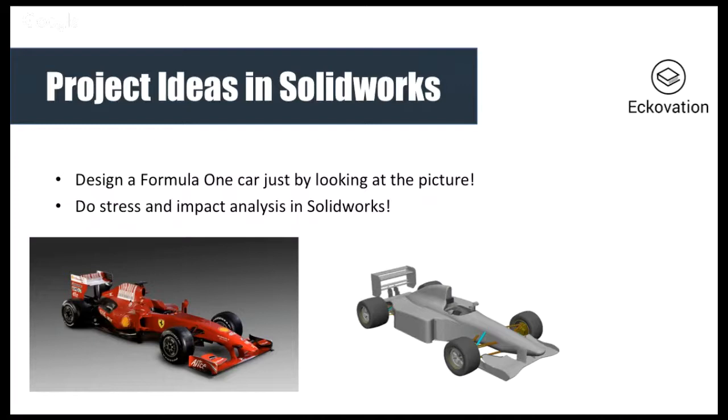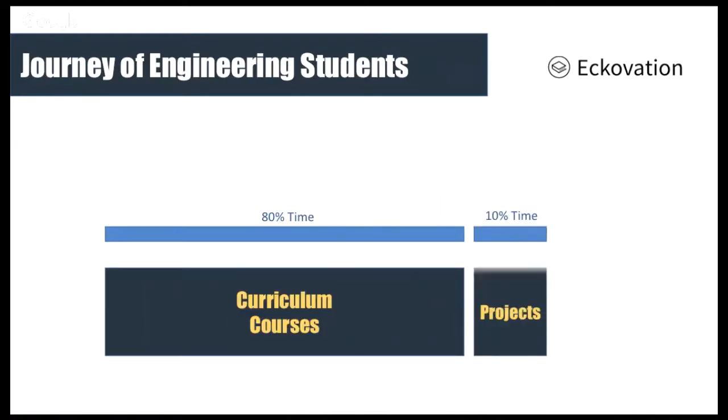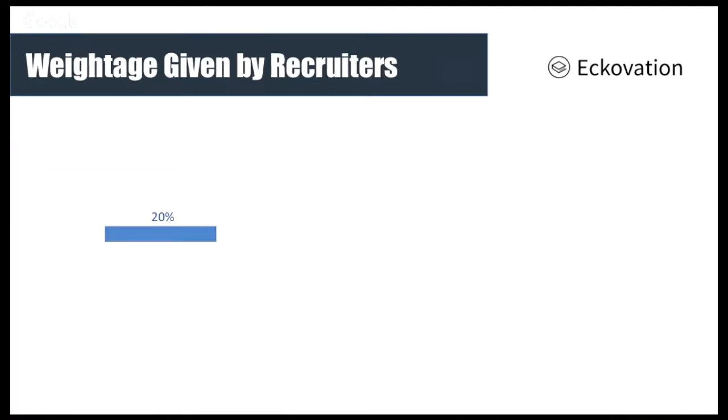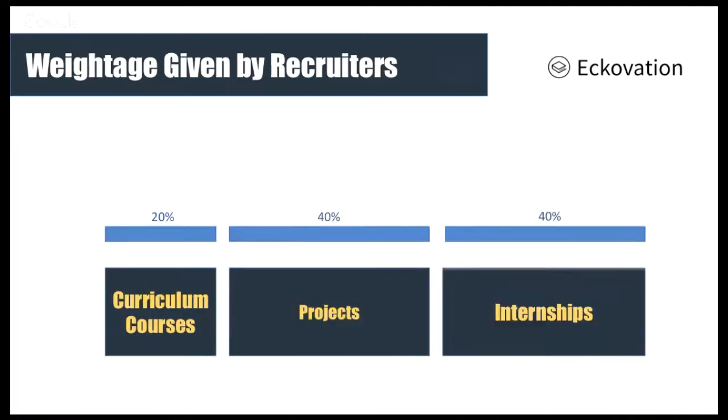Why I'm saying that you should definitely be working on showcasing your engineering skills, the reason comes here. This is a typical journey of an engineering student. An engineering student basically spends 80% of their time on curriculum courses, 10% on projects, and 10% on internships. Now, do you think this is the ideal thing to do? I will tell you, no. The ideal thing is to spend only 20% of your time on curriculum courses, 40% on projects, and 40% on internships.